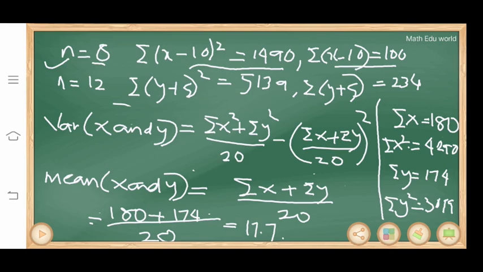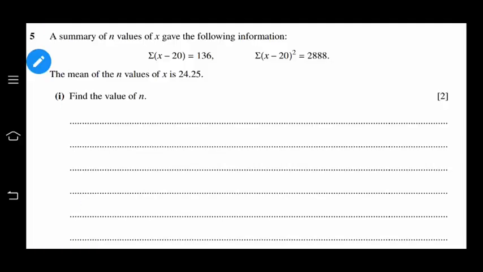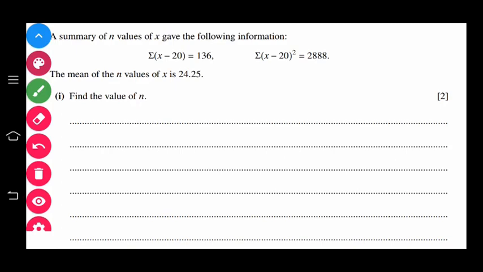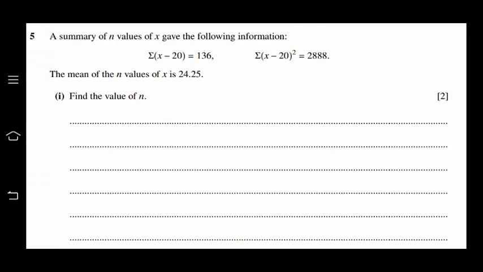Okay. Now look at this question. This is a question from 2018 March in paper 6-2. The question is: a summary of n values of x gives the following information. Sigma x minus 20 is 136. Sigma x minus 20 the whole squared is 2888. The mean of the n values of x is 24.25. Then find the value of n.